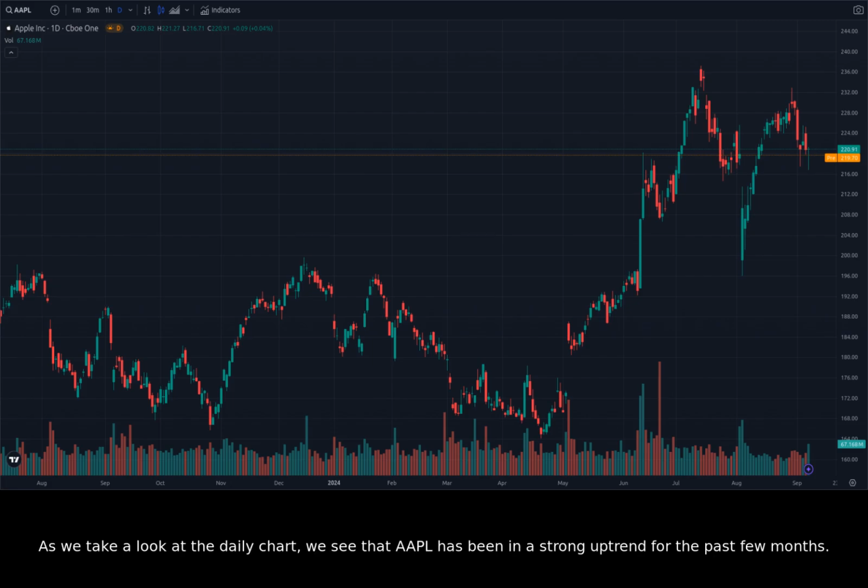As we take a look at the daily chart, we see that Apple has been in a strong uptrend for the past few months. There has been some recent volatility, but overall the trend is still bullish. The recent price action suggests that the market is still optimistic about Apple's future growth prospects. However, we can also see that the stock has been consolidating around the $220 level for the past week. This suggests that buyers and sellers are currently in a battle for control.